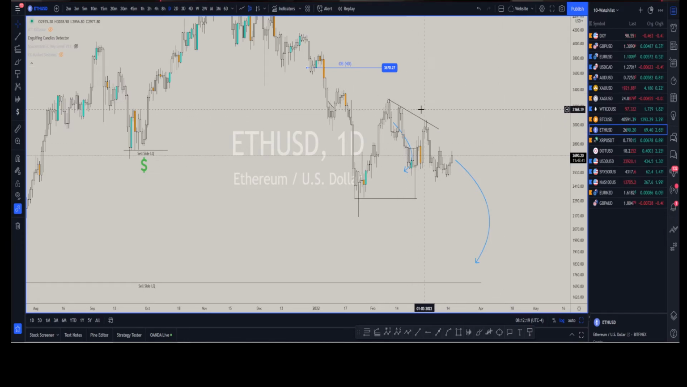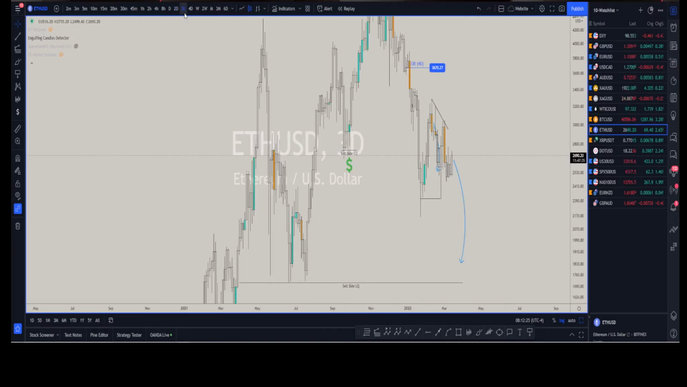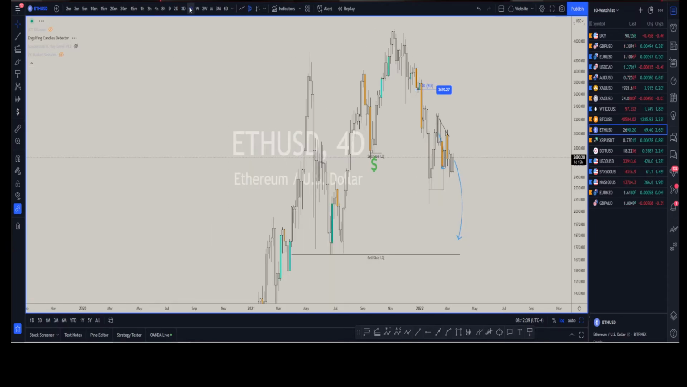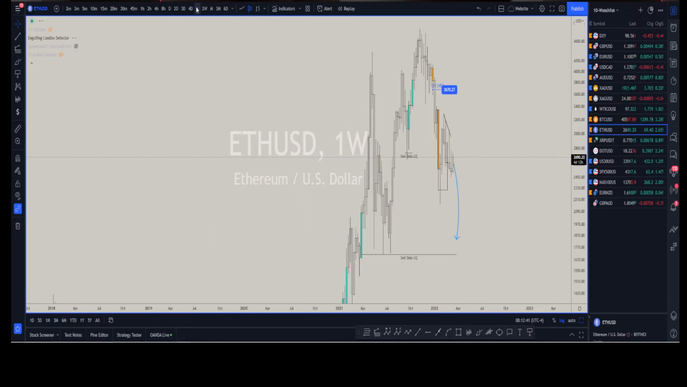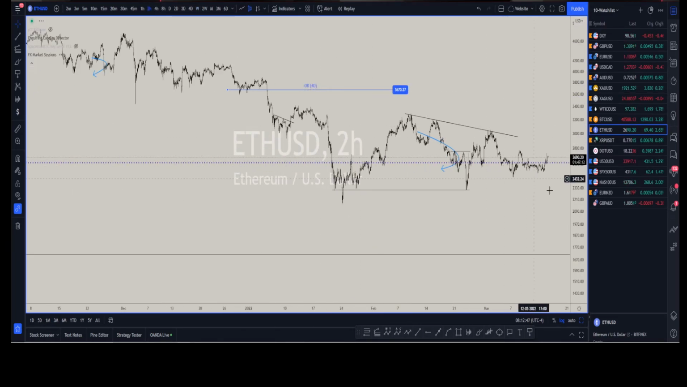Are we gonna target these? Do you have a setup to target these? I have a setup to sell. I have a setup right here to sell. But the question is, are we gonna target these guys?